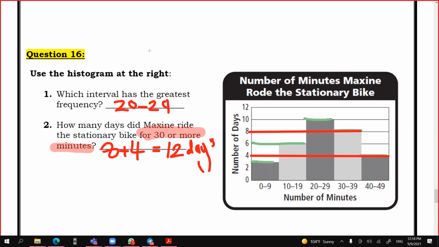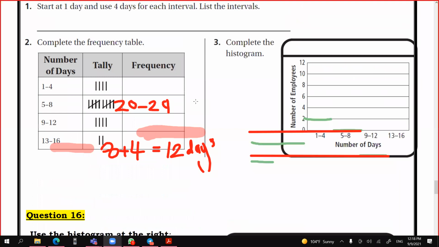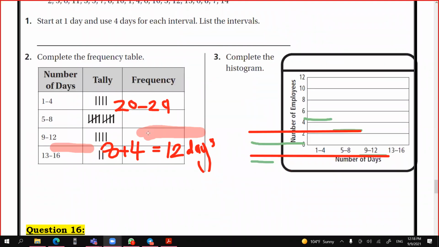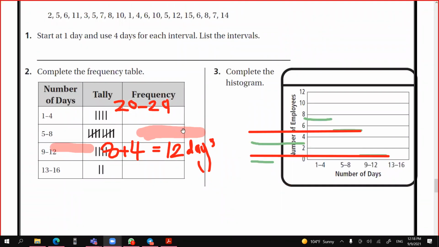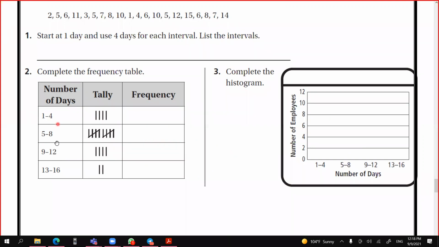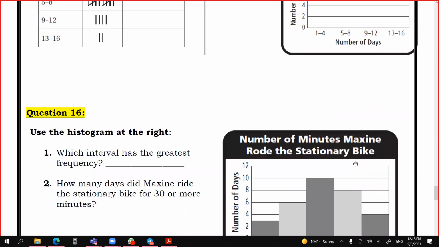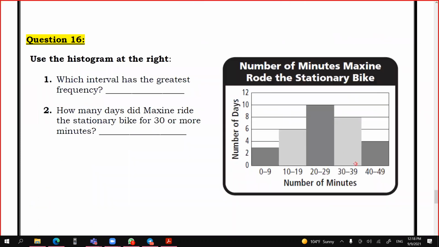Did you understand the previous one here? This is like the interval here, 1 to 4, 5 to 8. Should we put them in this histogram? These numbers of days, we call them intervals. Should we put them here on this histogram? So here it's the same, but in another question, when there are other intervals, they are already written.